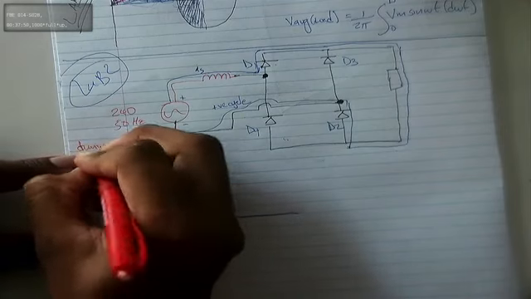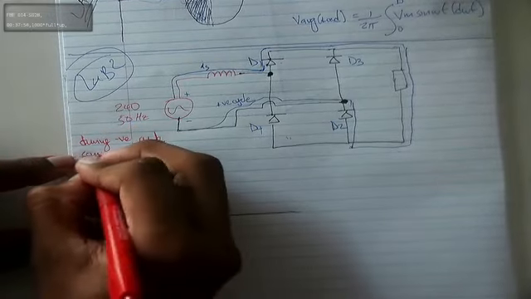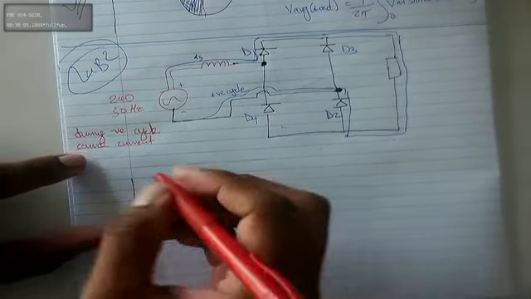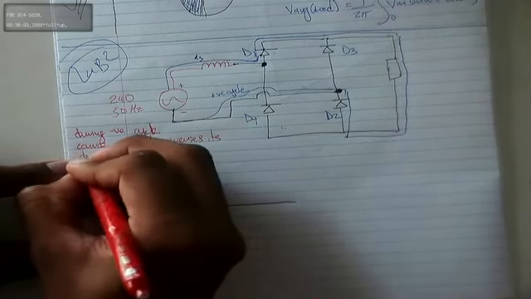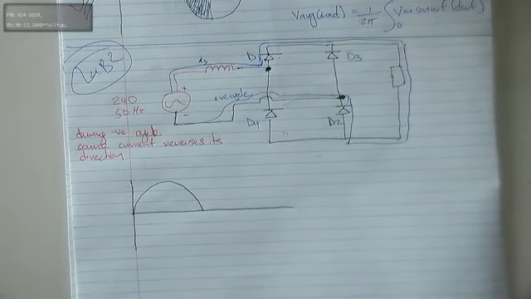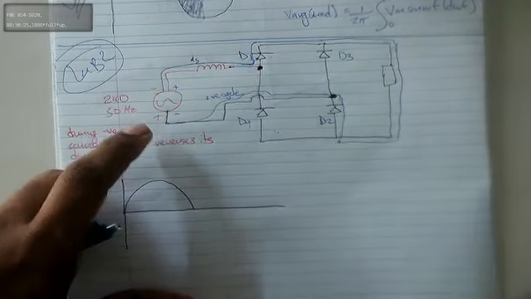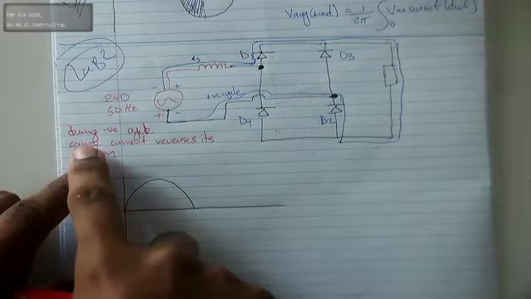During negative cycle, source current reverses its direction. Okay, during negative cycle, source current reverses its direction. So what happens here? The polarity changes. We have negative, but it's still voltage, right? So changing the polarity reverses the direction.